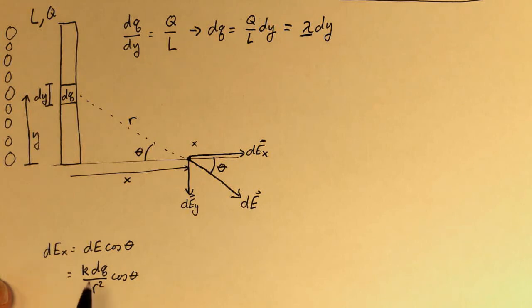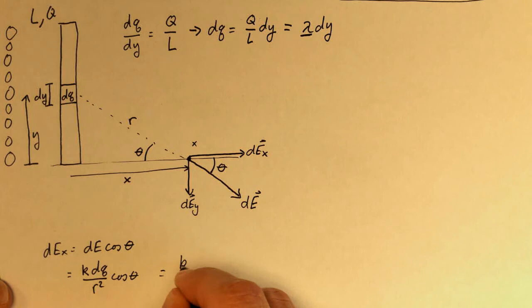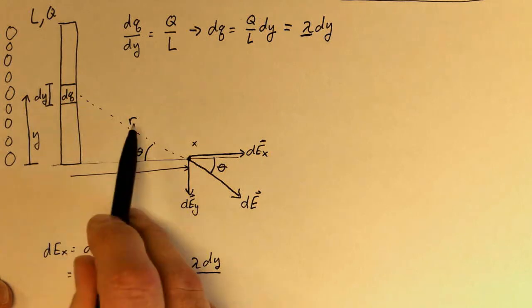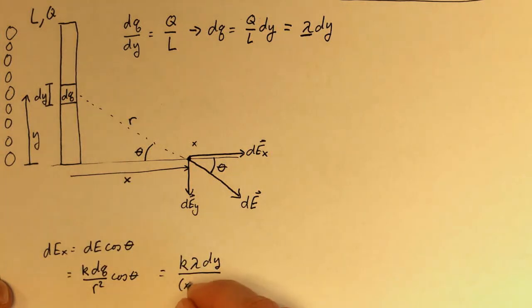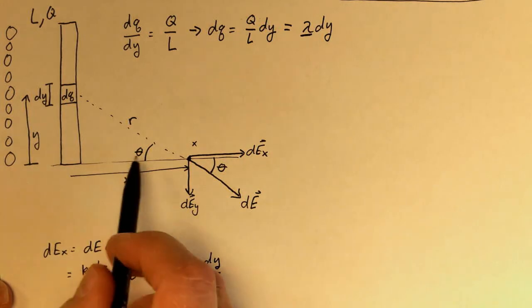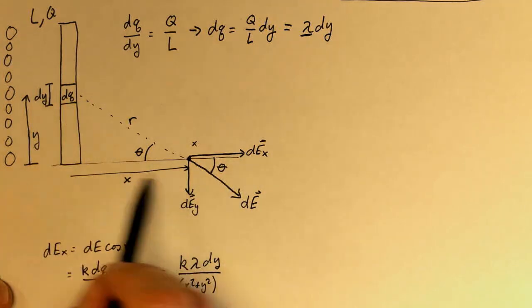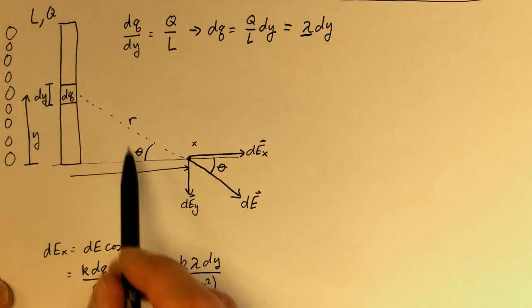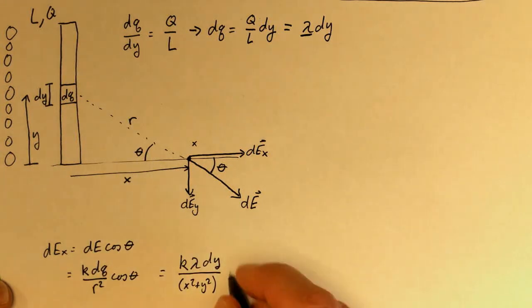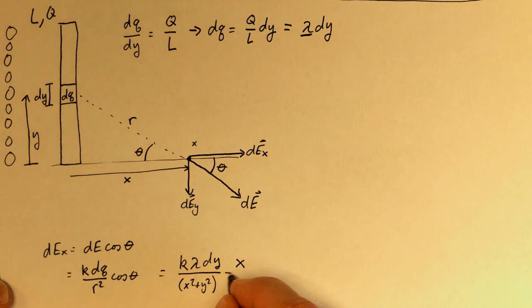And so that allows me to now write that out as k, change dq to lambda dy, r squared is going to be x squared plus y squared, and again cosine of theta, well, I can see that theta is relating the component to the full, but it's also relating these geometric values here. Its cosine is going to be adjacent over hypotenuse, and so if I plug that in, I'm going to have adjacent is x over a factor of r, which is the square root of x squared plus y squared.